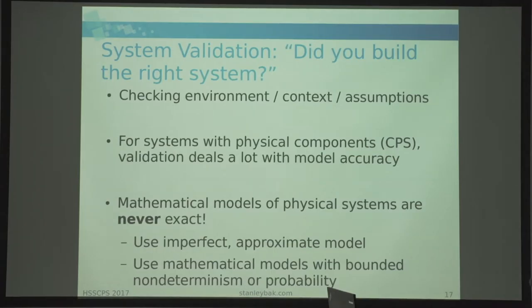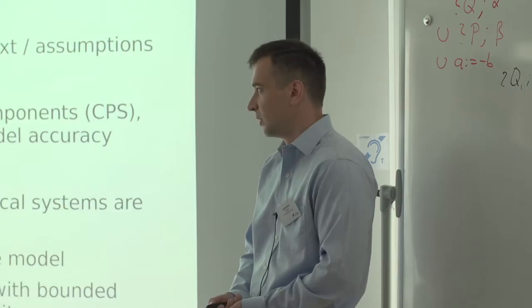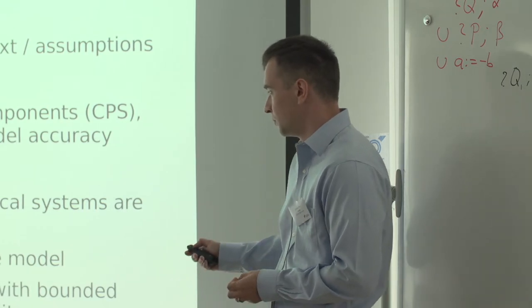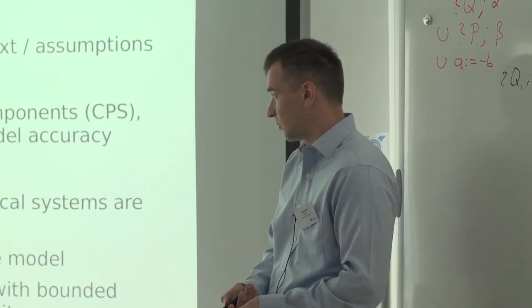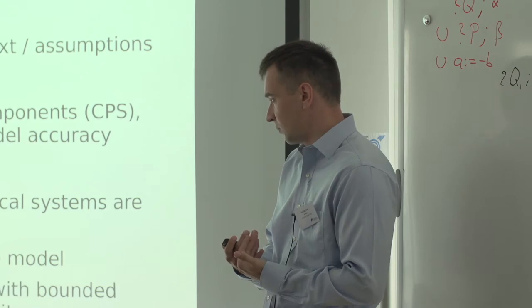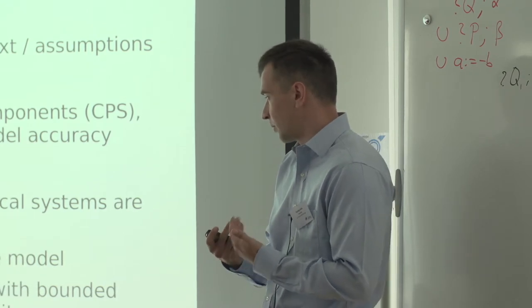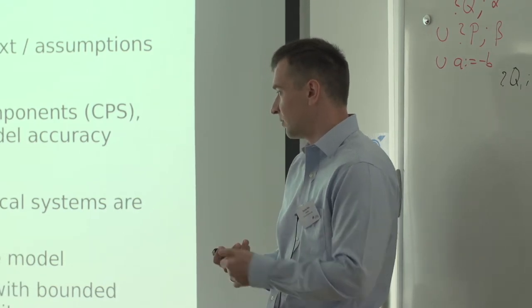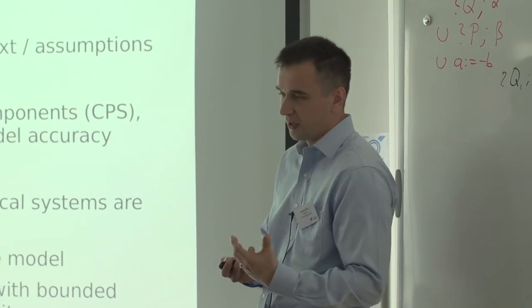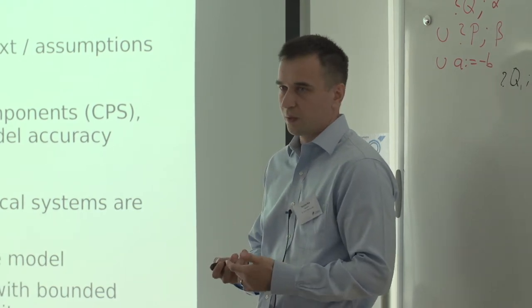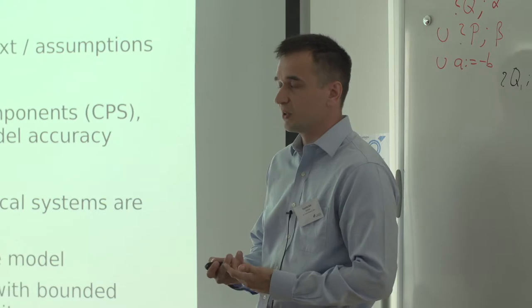CPS has unique challenges because there are model accuracy questions, as was alluded to before. Whatever model you come up with, if it's deterministic, it's going to be wrong. There are different ways to deal with this mathematically. Rather than having a deterministic system, we can use an approximation model. But then your results won't be as trusted. It's good for checking, but you won't have guarantees.